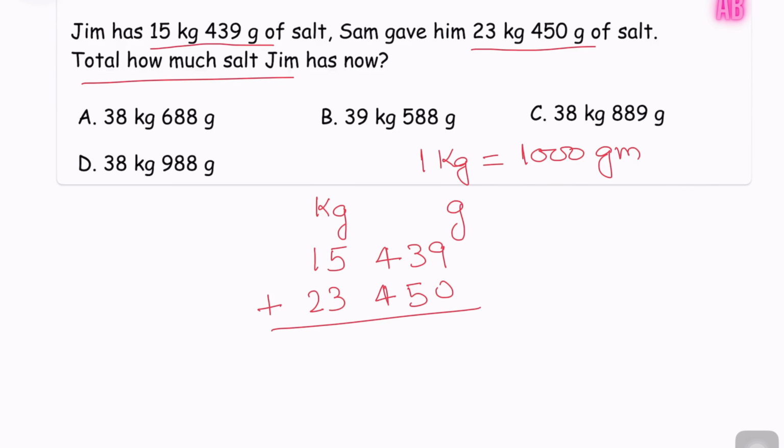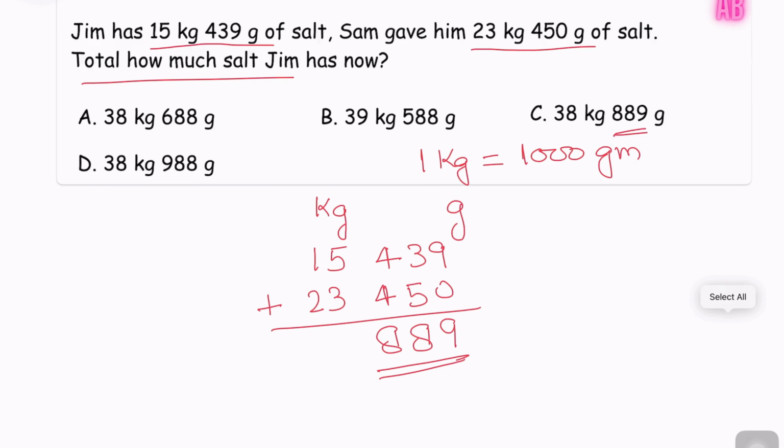Okay, so let's try. 9 plus 0 is 9, 3 plus 5 is 8, 4 plus 4 is 8. 889 grams should be at the end. So only one option is having this answer, which means we already kind of know the answer. It is answer option number C. But just for the learning and practice perspective, we will go ahead.